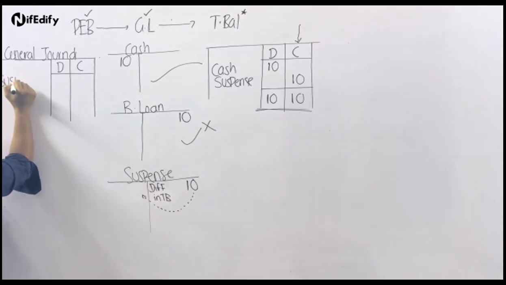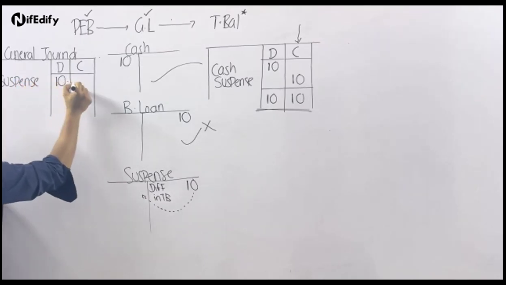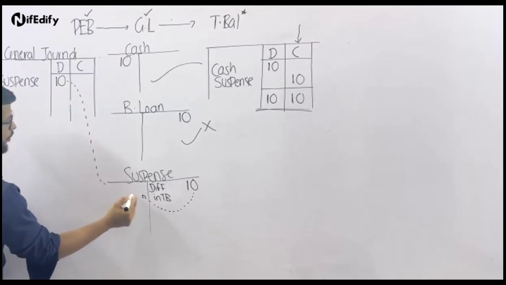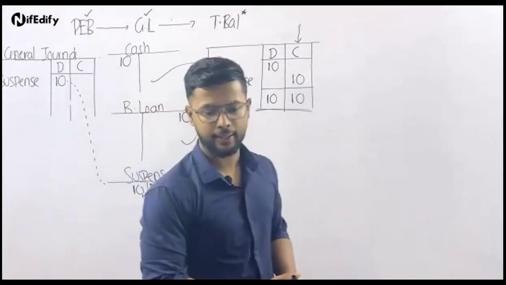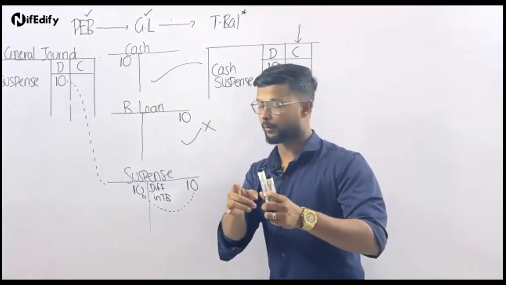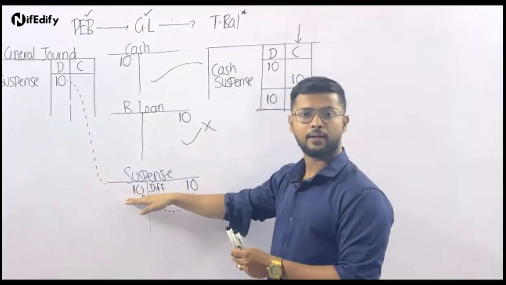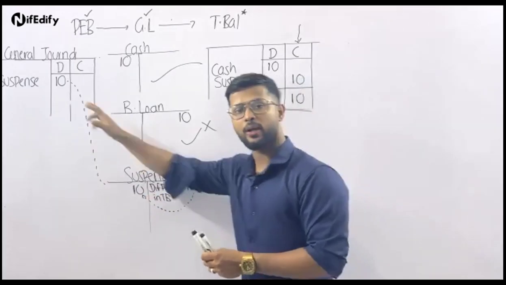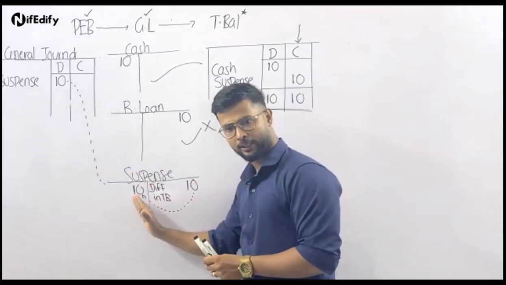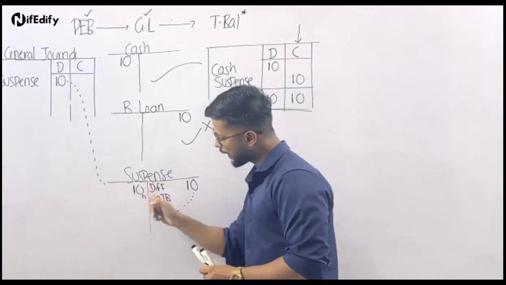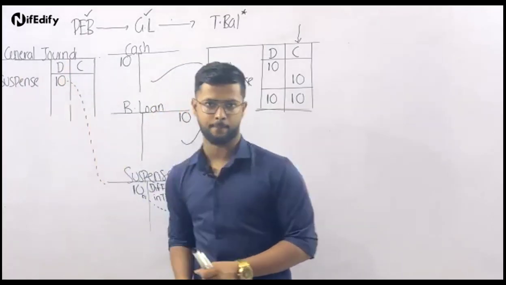Suspense account, debit 10. Once I debit 10, this 10 will come and get updated in the suspense account. You know this very well, right? The moment you record something in the prime entry book, it will get updated in the ledgers accordingly. Every time you enter something here, it will appear here. So to delete the suspense, I need to make an entry on the debit side of the suspense account. So I would say suspense account debit 10.